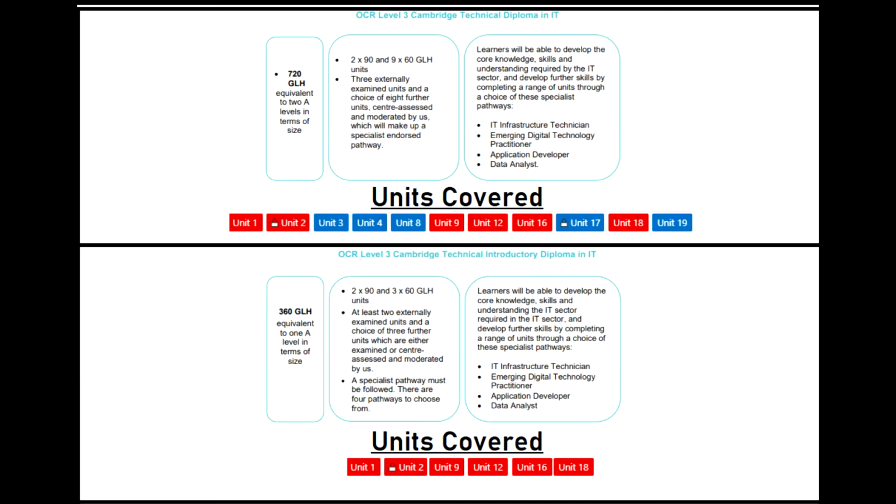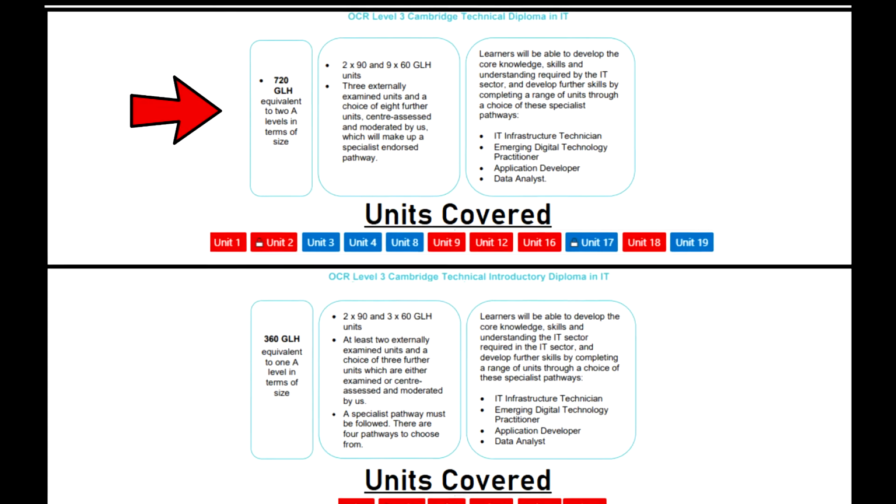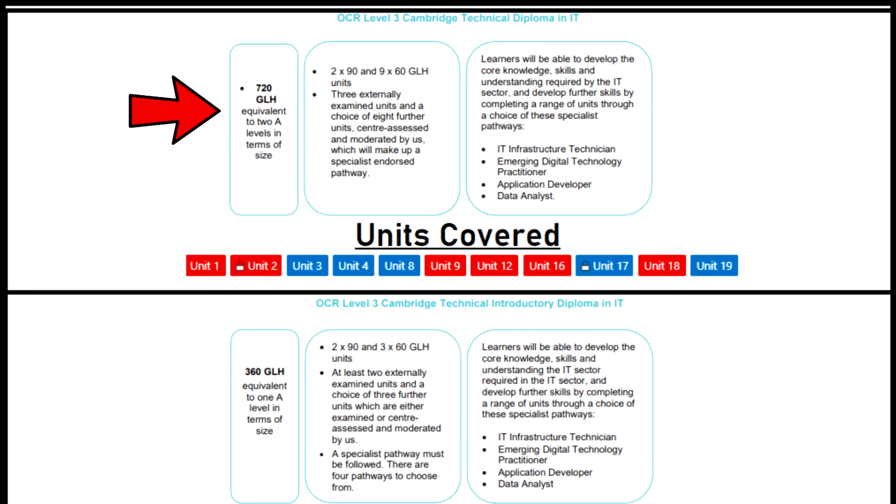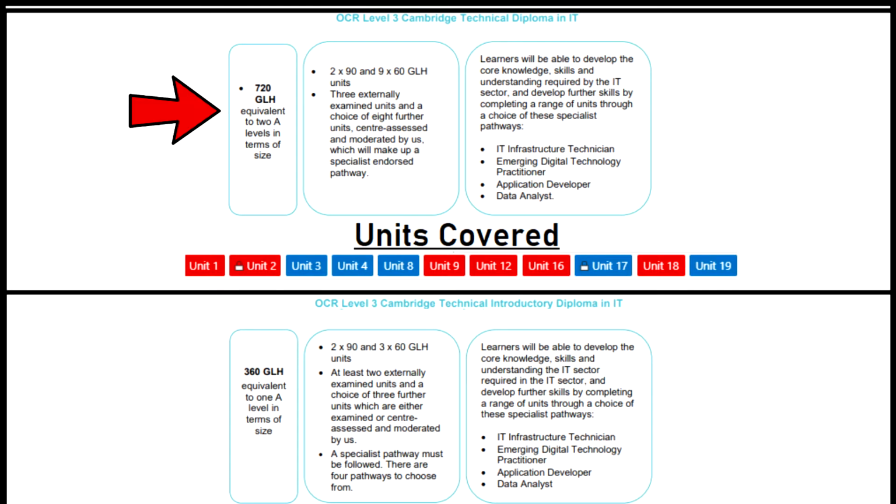Up next, we'll be discussing what options you have for the vocational subjects. This is where you can decide to pick a double IT award or a single award. As you can see on the screen, the technical diploma is the double award, which means it requires more units to complete, but it is the equivalent of 2 A-levels in terms of size, which means that you can only study one other A-level or vocational course when picking this course.